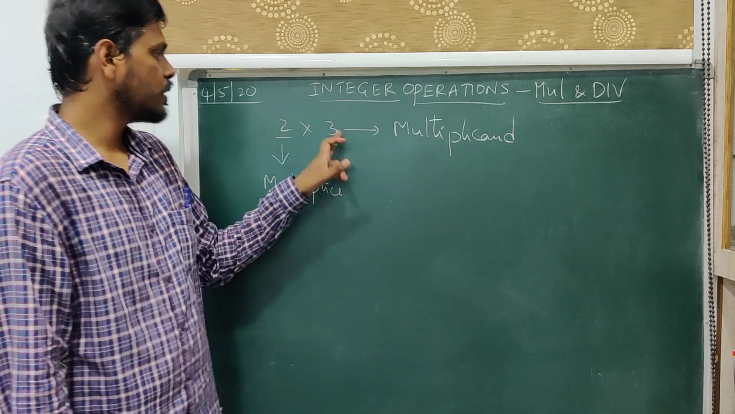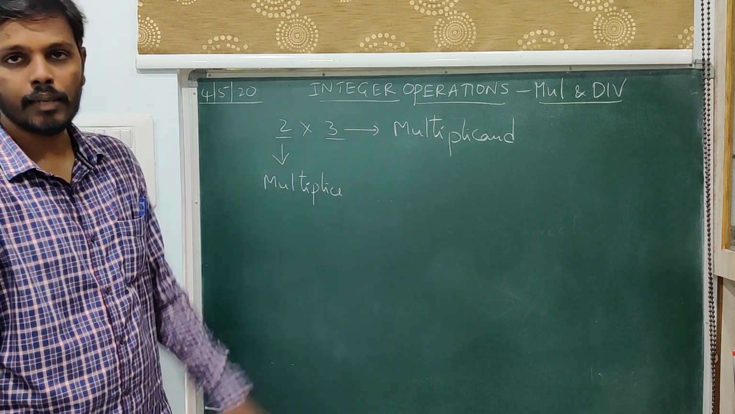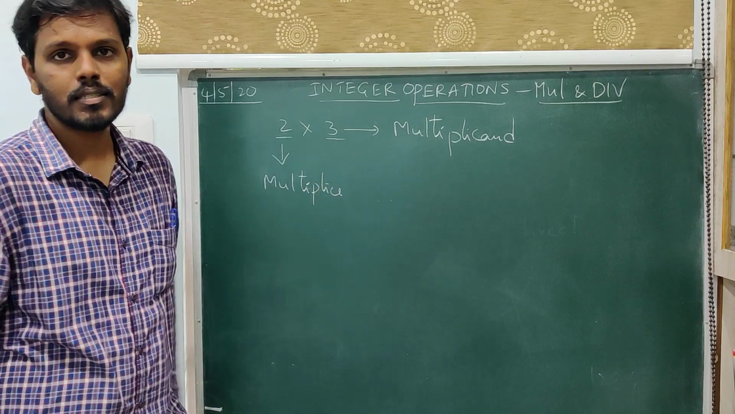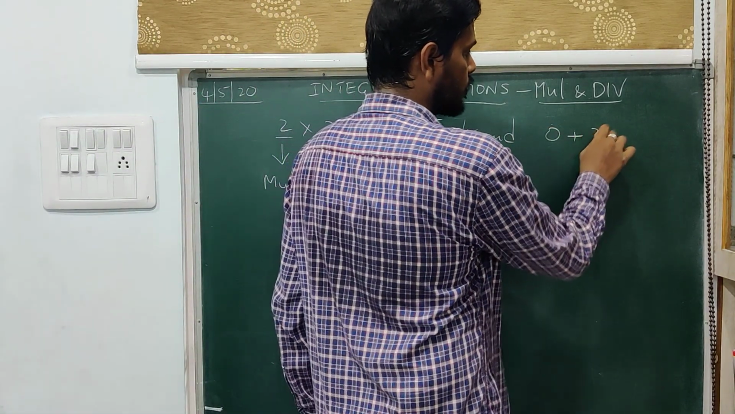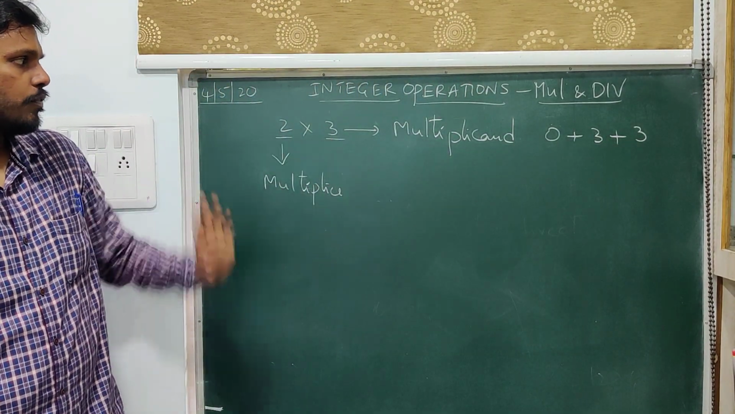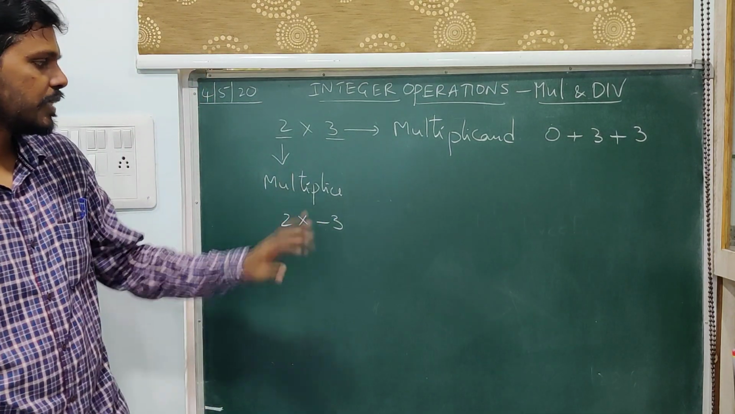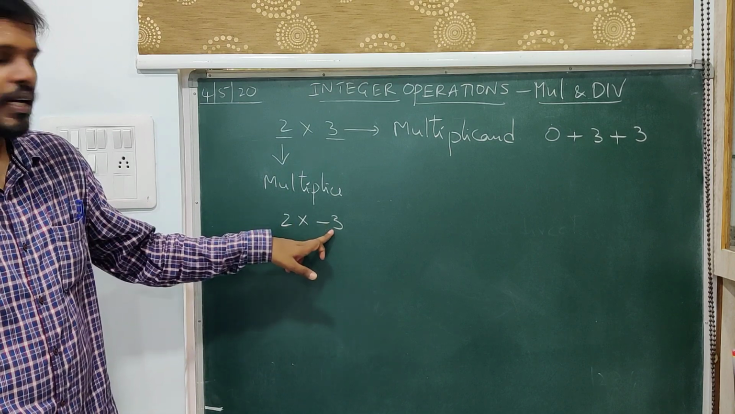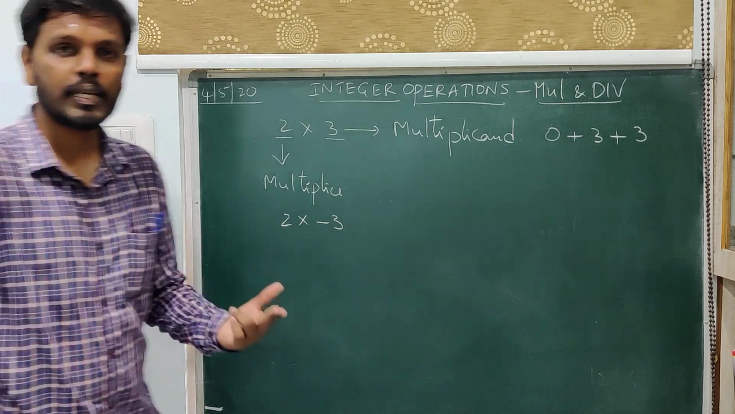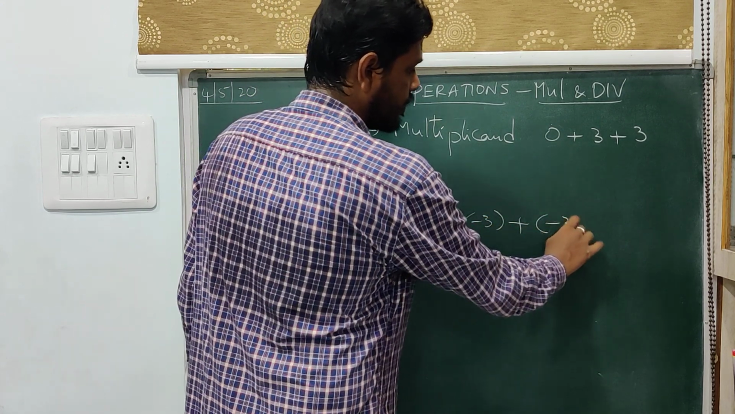It also means that 2 into 3 means that 3 should be added 2 times. The question comes, to what should 3 be added 2 times? Basically we take it as 0. That is, 0 plus 3 plus 3. Now if instead of 3 it is minus 3, the same thing applies. 2 is the multiplier, minus 3 is the multiplicand, which means that minus 3 should be added 2 times to 0. That is 0 plus minus 3 plus minus 3.